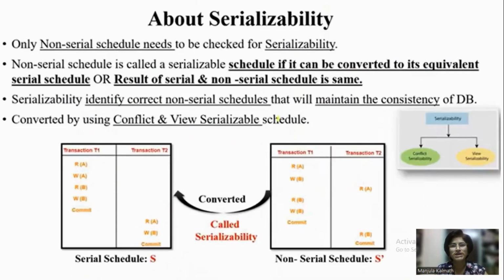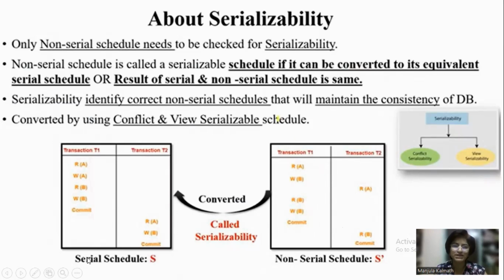Then we have serializability. Serializability means that this is the serial schedule and this is the non-serial schedule. Suppose this non-serial schedule gives the same output as a serial schedule. A serial schedule always gives a consistent output. Likewise, even a non-serial schedule may give an accurate output. When it gives accurate output like a serial one, then this schedule is called serializable. Even though it is non-serial, it is serializable, meaning we can convert it into a serial schedule. This is called serializability.